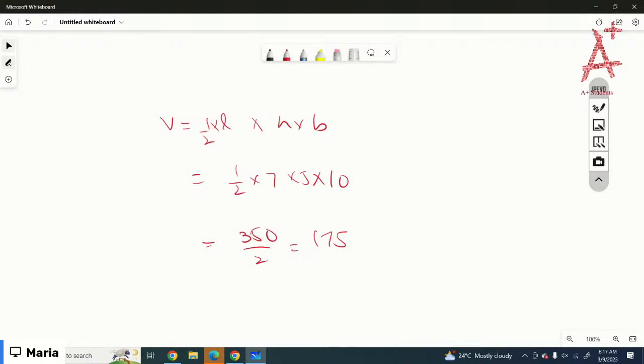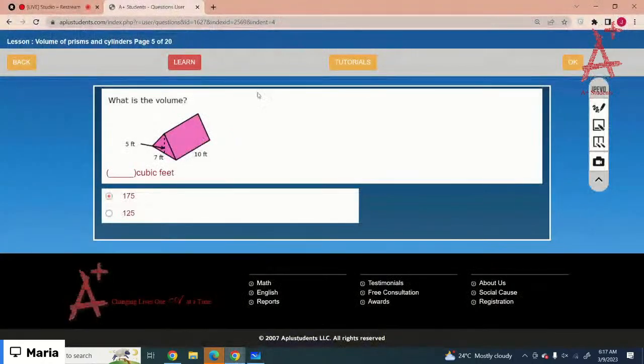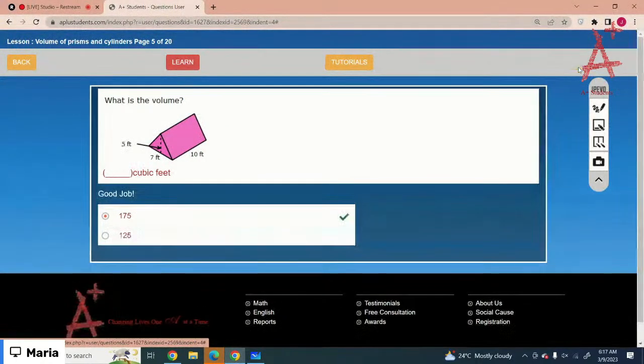You are calculating the volumes, not the area. So the volume of the shape is 175. Just select the correct option and click on the OK button.